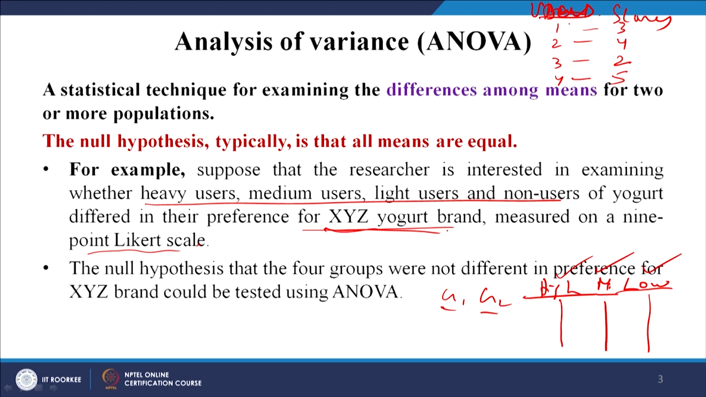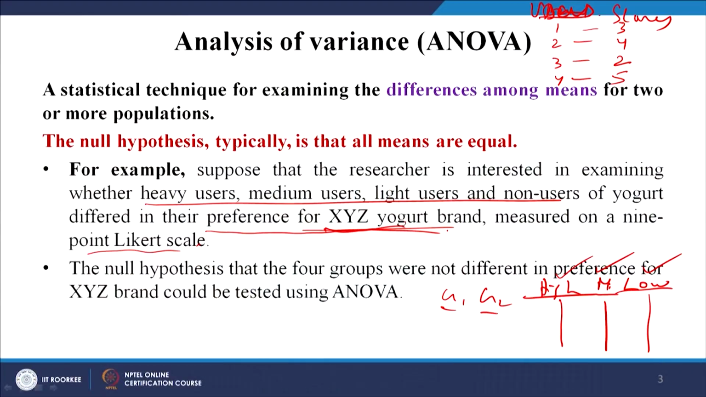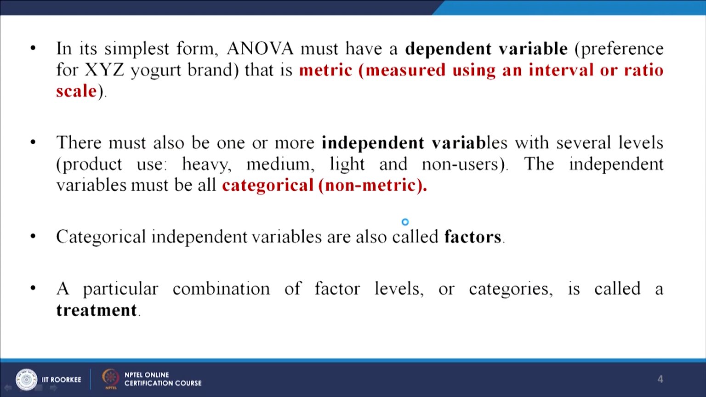Now, let us understand this. In the simplest form, it says ANOVA must have one dependent variable. Now, what is the dependent variable in this case? That the taste or the preference for the yogurt brand. So, the preference is the dependent variable, right, and it is metric in nature. That means it has to be measured on an interval or ratio scale. So, a metric scale or a continuous scale, it can be measured on an interval or a ratio scale, right.